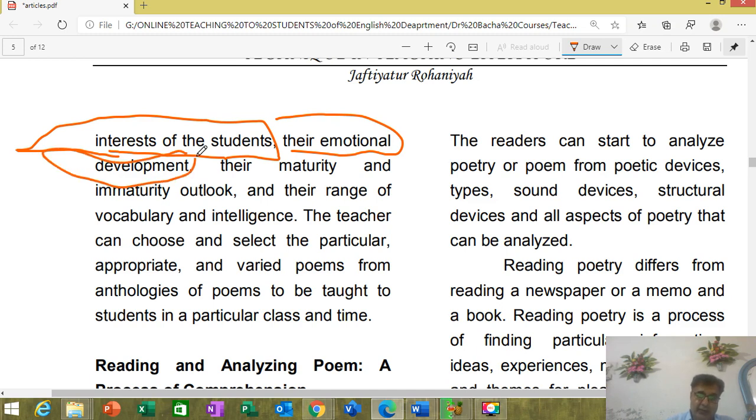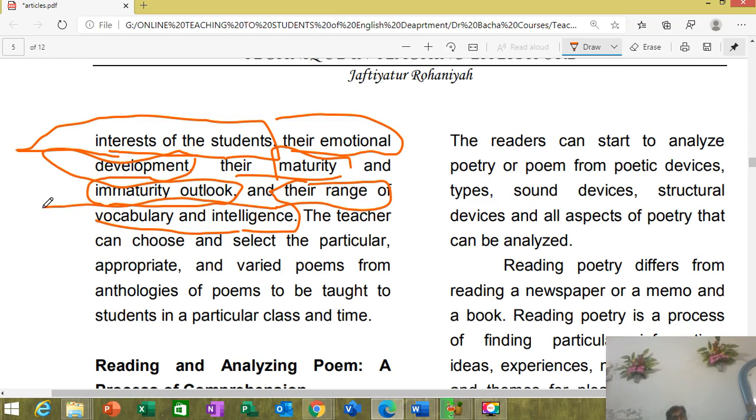But unfortunately, we do not take care of emotional development in our universities because of certain reasons, because of numbers, because of students, because of issues, and their maturity and immaturity outlook. We have to look at in what things students are mature and in what other aspects students show immaturity. All right. And their range of vocabulary and intelligence. All right. For example, if you are teaching a class of juniors and you talk about subjects which require a great amount of work on the part of students, it would become very, very hard indeed.